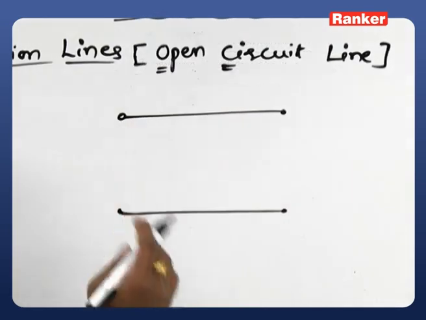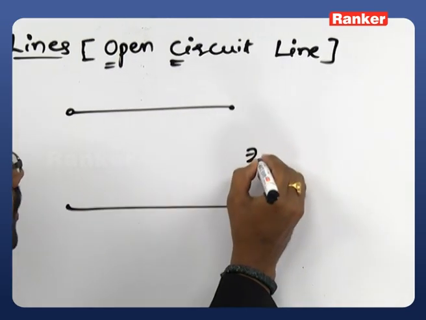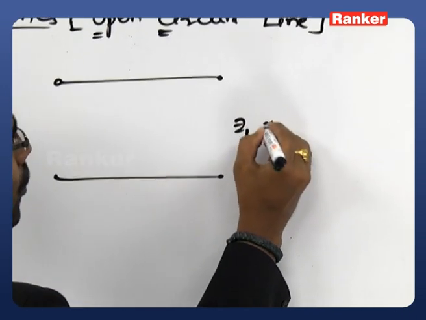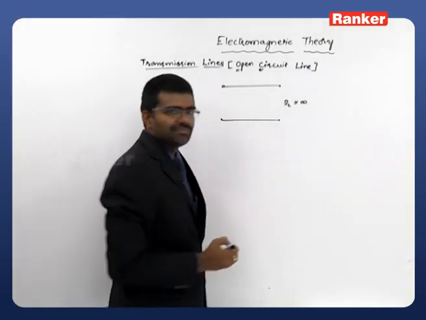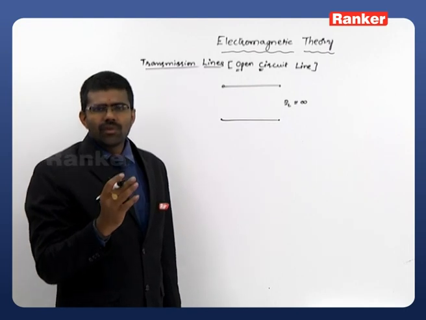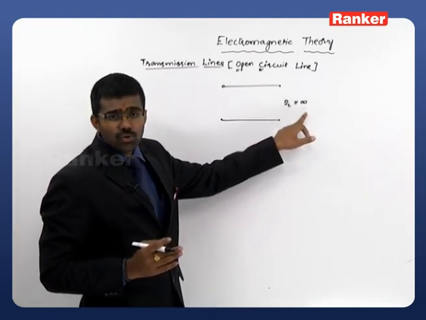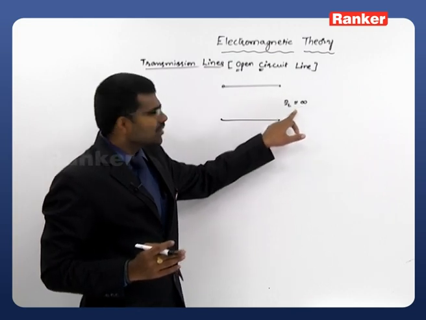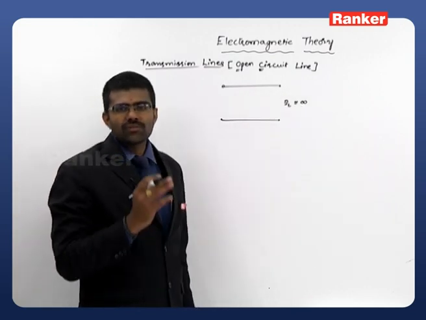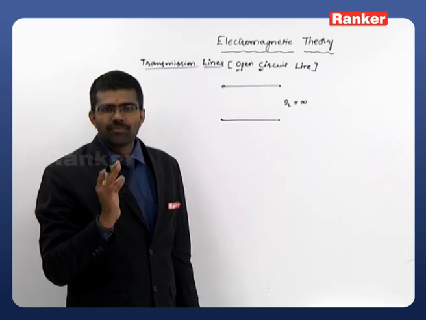Whenever it is opened, what is the impedance at that particular point? ZL is approximately equal to infinity. So the highest amount of load impedance will be there, right? If it is open, ZL equals infinity is the condition that you are supposed to remember. With this condition, we will try to modify our input impedance, reflection coefficient and standing wave ratio again, right?